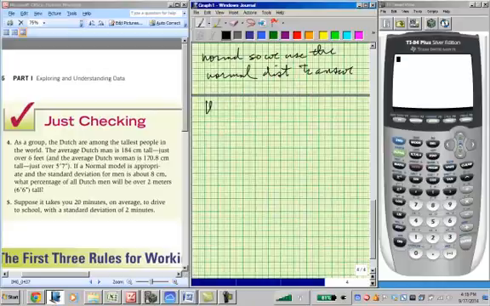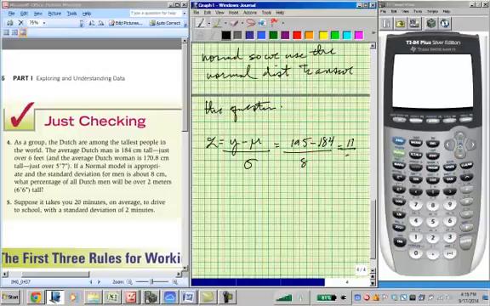To answer the question. Okay? All right, so this is the thinking portion. Remember, think. Now you're going to do the work. Show z equals y minus mu over sigma. We're dealing with a population, so we're using the Greek letters. That equals 195 minus 184 over 8, which equals 11 over 8. Okay?